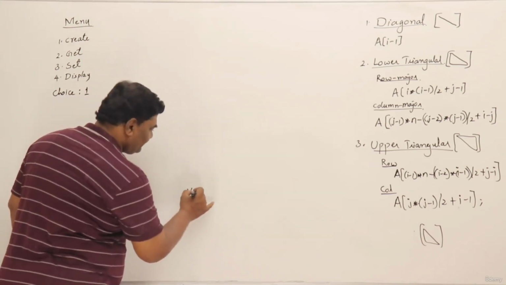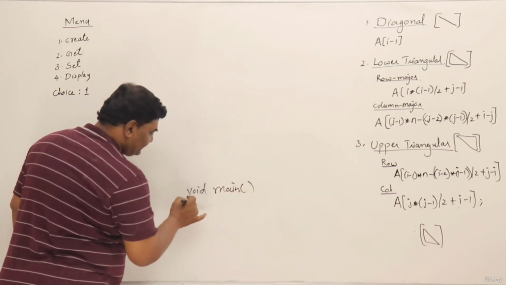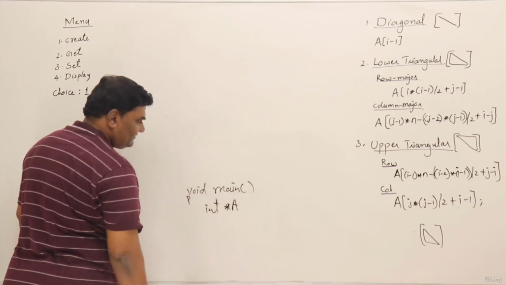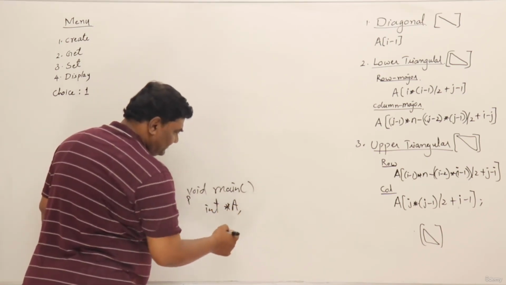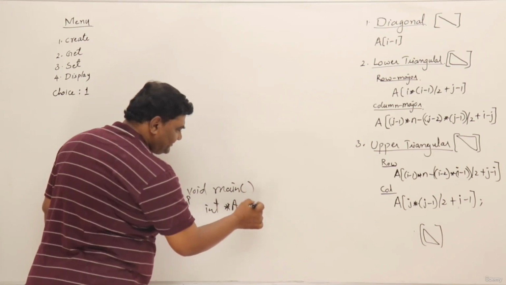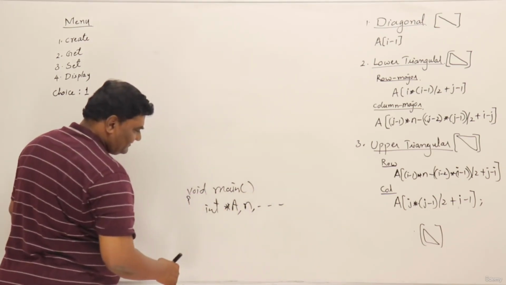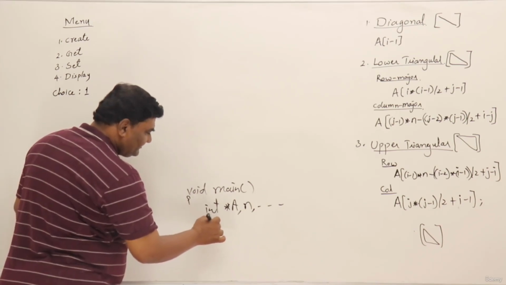This is the main function for a program. Main function is having an array for storing the elements. So for that I will take a pointer. Then n is the dimension. Then rest of the things whatever required we will see. Then inside this I should create an array.